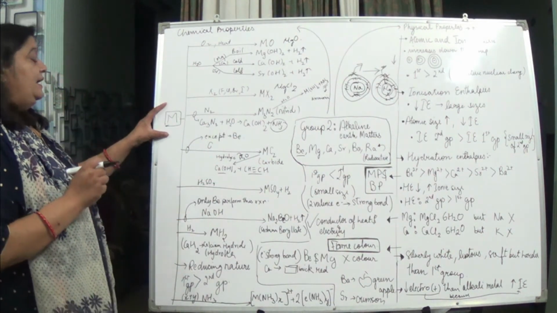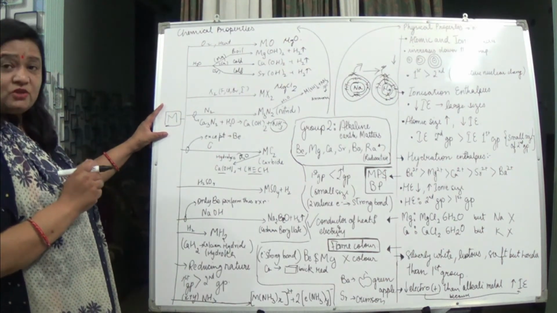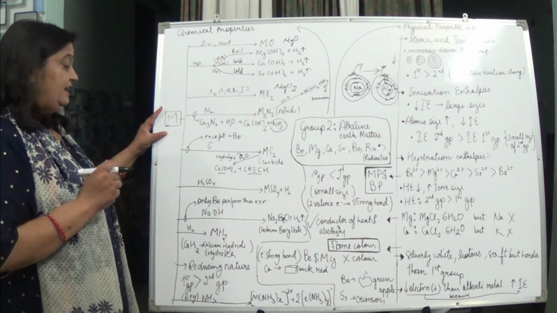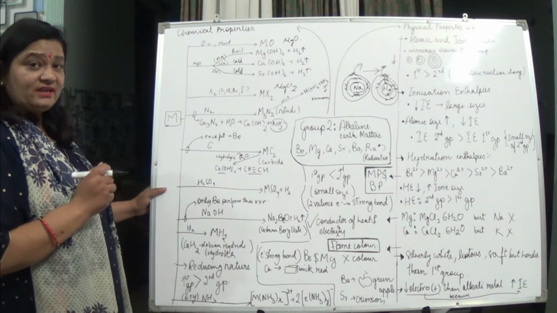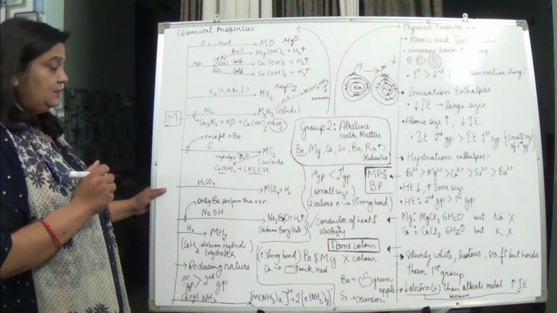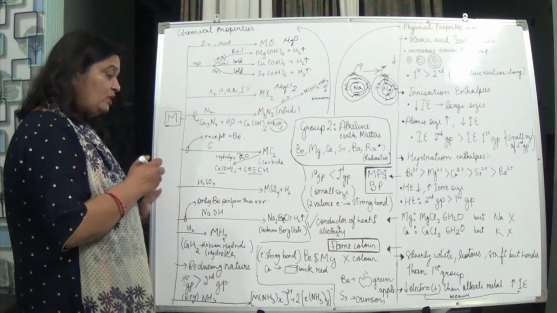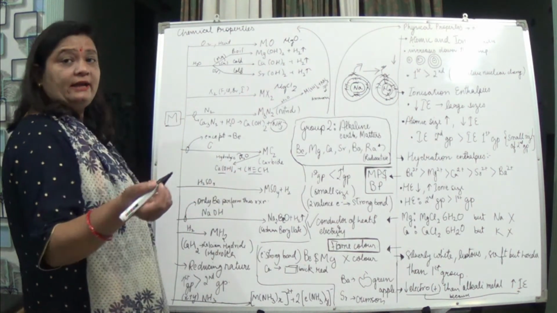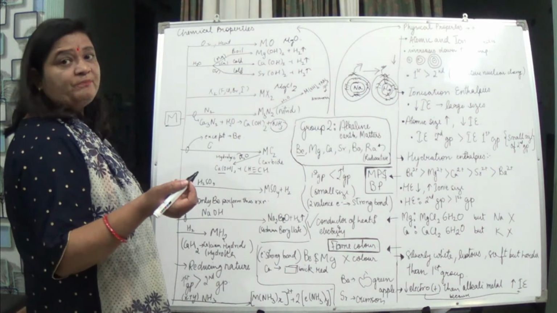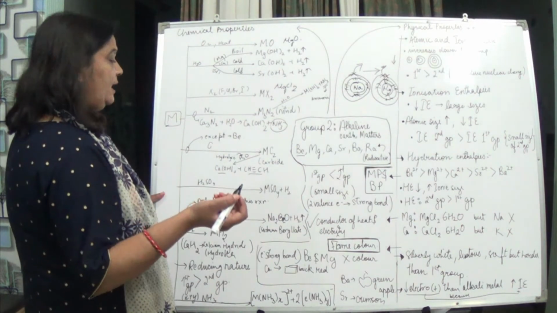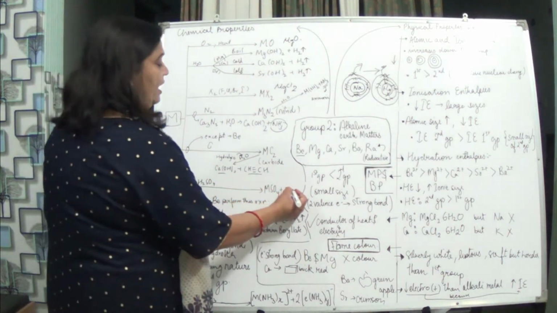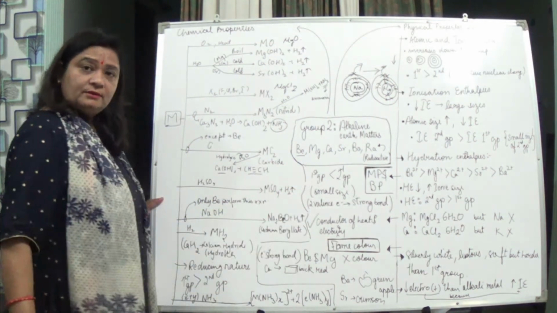Now next, with H2SO4, what reaction do the alkaline earth metals give? H2SO4 is an acid, isn't it? A strong acid. It will be forming the corresponding sulfates having the formula MSO4. Like if it is magnesium, it will form MgSO4, plus hydrogen is given out.